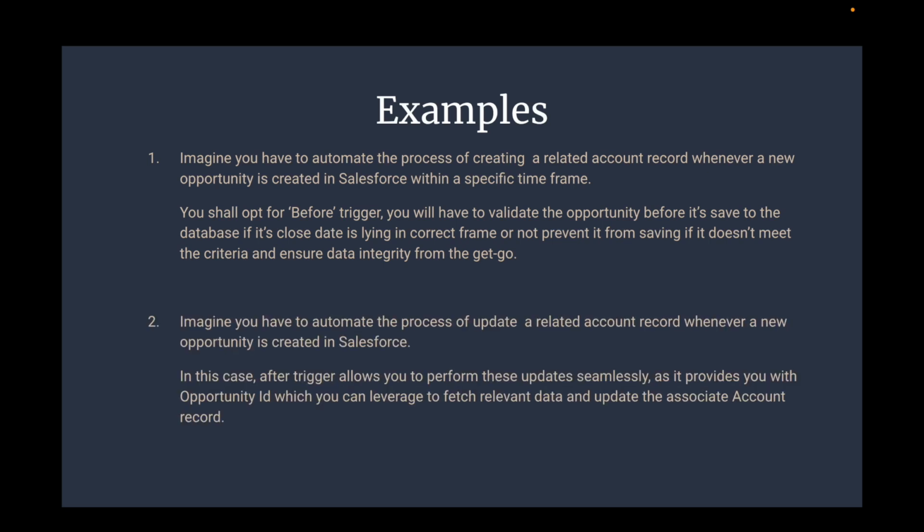So imagine we just have to automate the process of updating a related account record whenever a new opportunity is being created. There is no validation that it is being created within a specific time frame or anything. We just need to check that whenever an opportunity is being created, we want to create its related account record. So in this case, we shall opt for an after trigger, because it will allow us to perform these updates seamlessly. And we can use the after insert operation, that is after insert. Whenever the opportunity is being inserted, it will give you the opportunity id, and we can use it to create the related account record as well.